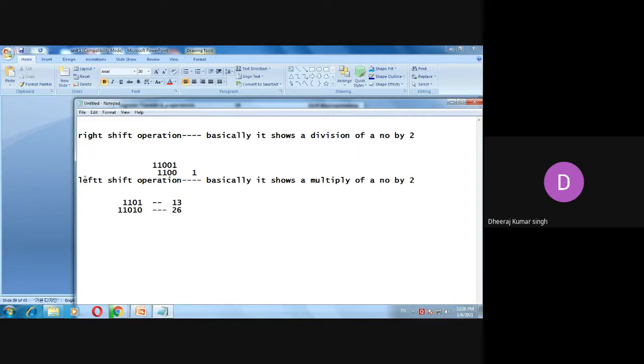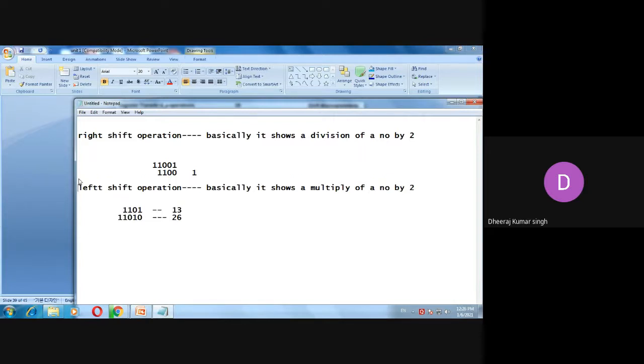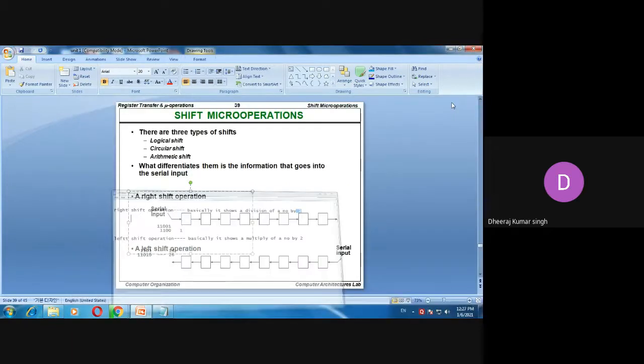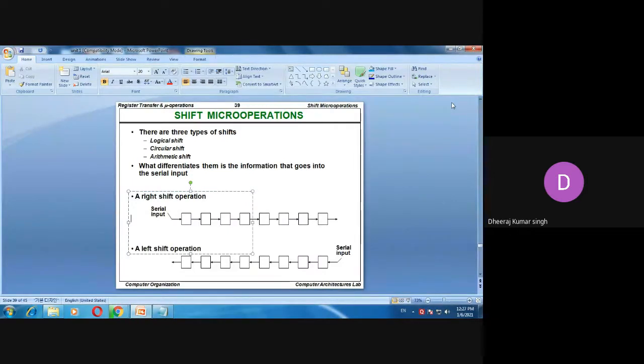Whenever we want to multiply a number by 2, we generally use the left shift operation. Whenever we want to divide a number by 2, we generally do the right shift operation. So the calculation becomes faster. Whenever we use this methodology for making the circuits, it generally makes the computer faster. Is that clear?